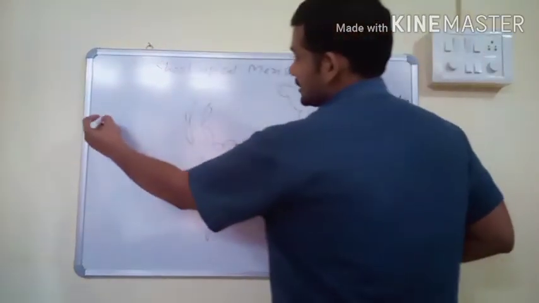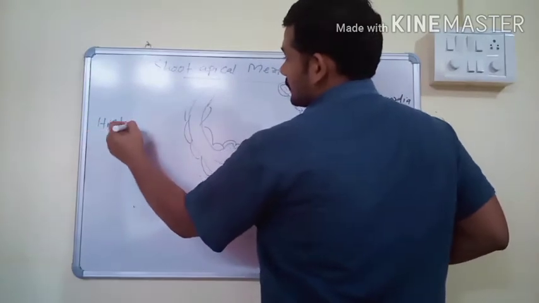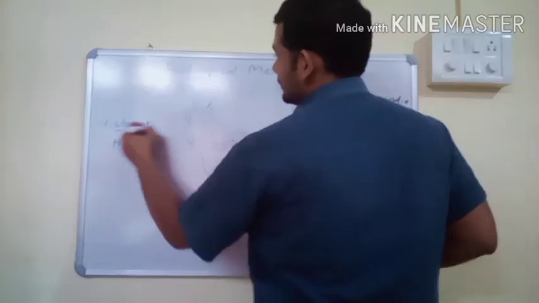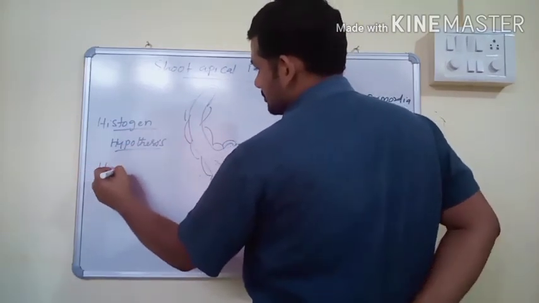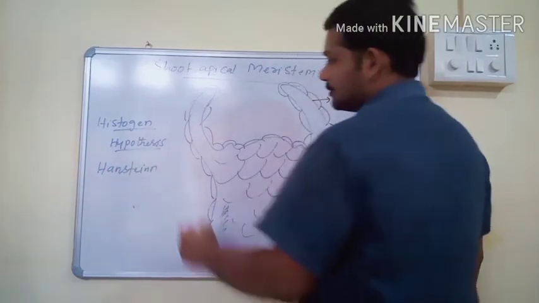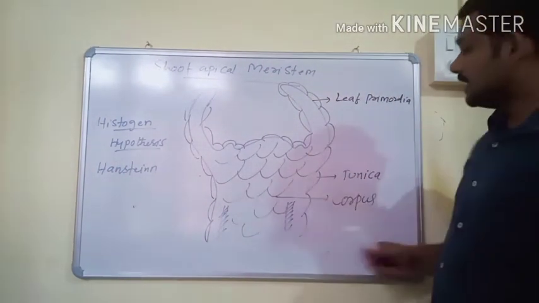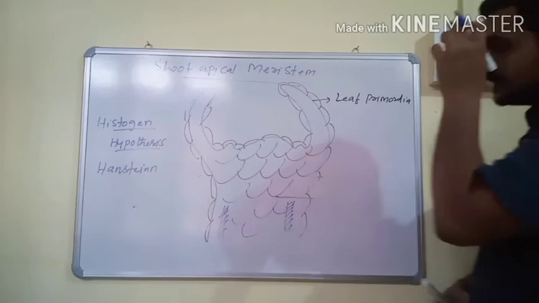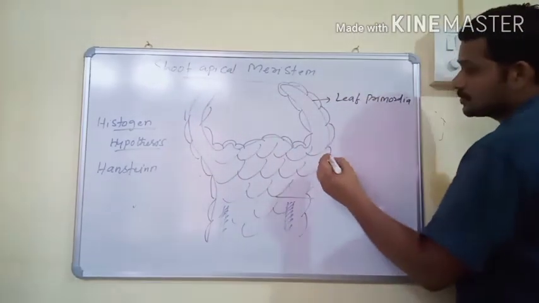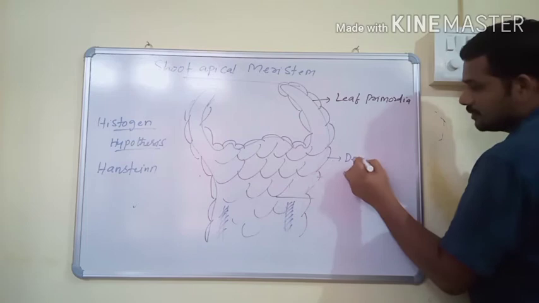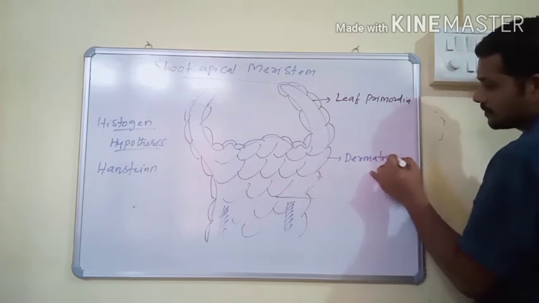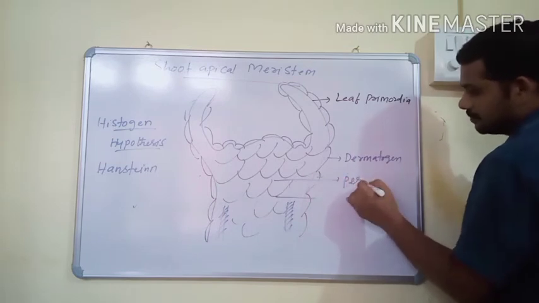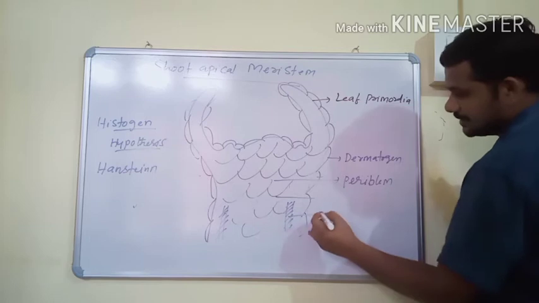The histogen hypothesis was proposed by Hanstein. According to Hanstein, this shoot apical meristem has 3 histogens. And what are the 3 histogens? That is dermatogen, this is periblem, and this is plerome.